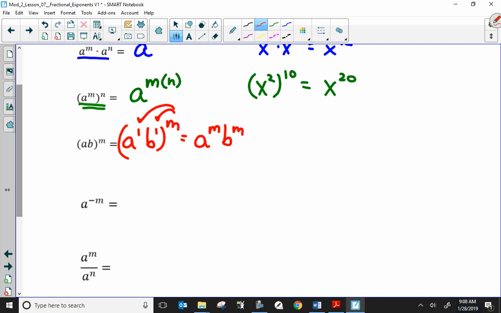Okay, so let's give an example here. Let's say we have x squared, y squared to the 10th. Well, that'll give us x to the 20th, y to the 20th.